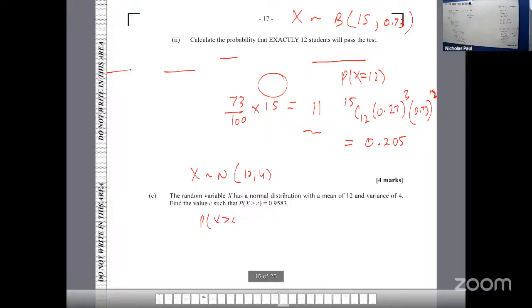Find the value of C such that the probability of X is more than C is 0.9583. Since it's more than and the value is bigger than 0.5, it means that C is what? Positive or negative? Negative, right? So C is outside here. So what do we do? Well, then minus C will be equal to 1 minus.